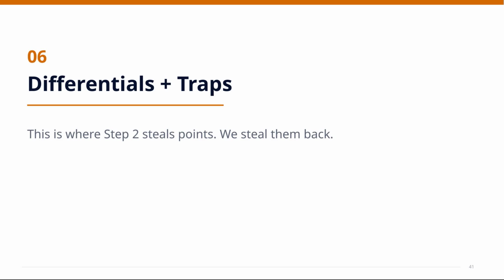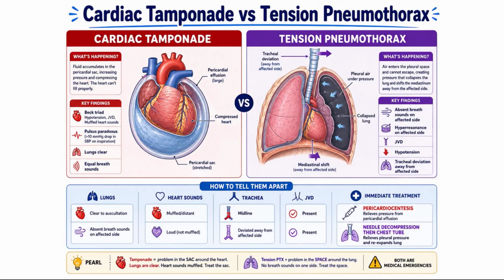Chapter 6. Differentials and Traps. This is exactly where Step 2 steals your points. So today, we steal them back. Two obstructive shock lookalikes that examiners love to swap: cardiac tamponade and tension pneumothorax.